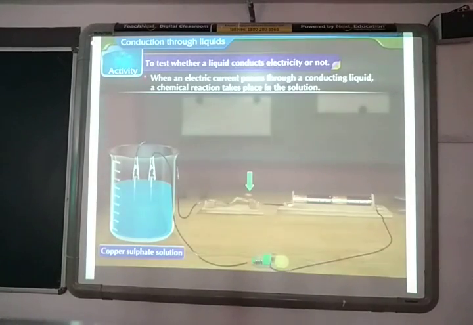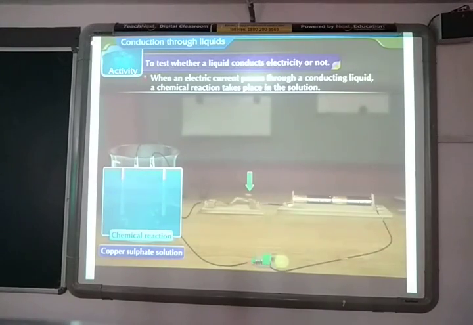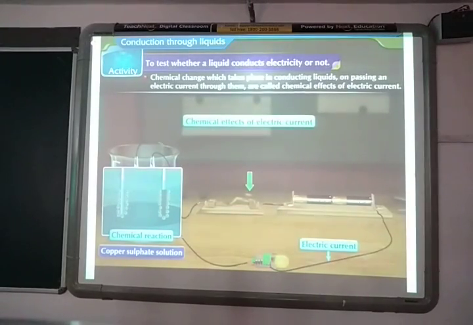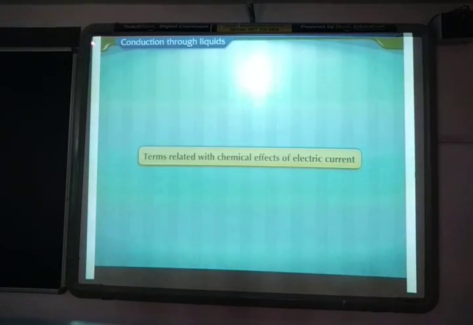When an electric current passes through a conducting liquid, a chemical reaction takes place in the solution. This chemical change which takes place in conducting liquids when an electric current is passed through them is called the chemical effect of electric current. Before proceeding further, let us now understand some terms related to chemical effects of electric current.